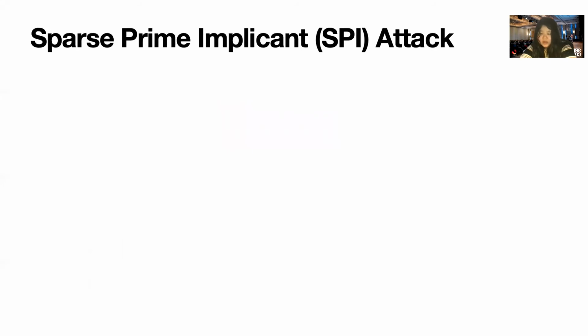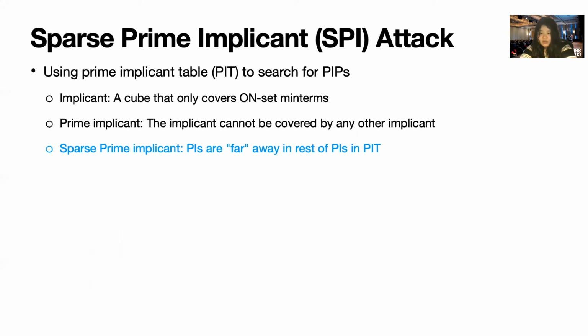Next, I'm going to talk about our proposed sparse prime implicant attack. When the circuit has more primary inputs, getting the K-map is infeasible. In such a scenario, we use the prime implicant table, PIT, to handle this challenge. There are some definitions. An implicant is a cube that only covers onset min terms. A prime implicant is an implicant that can never be covered by any other implicant. And sparse prime implicants are the PIs which are far away from the rest of the PIs in the PIT. We leverage the SPIs in the attack process as discussed next.